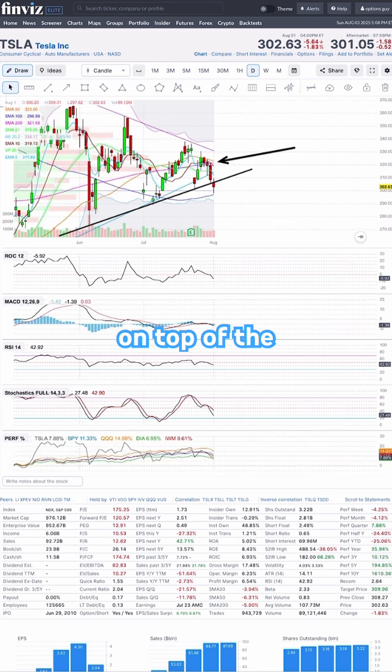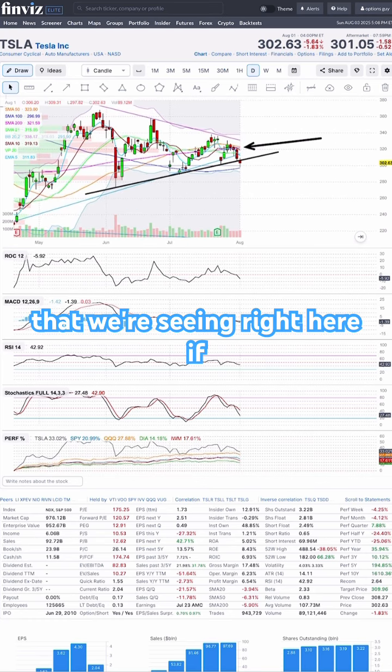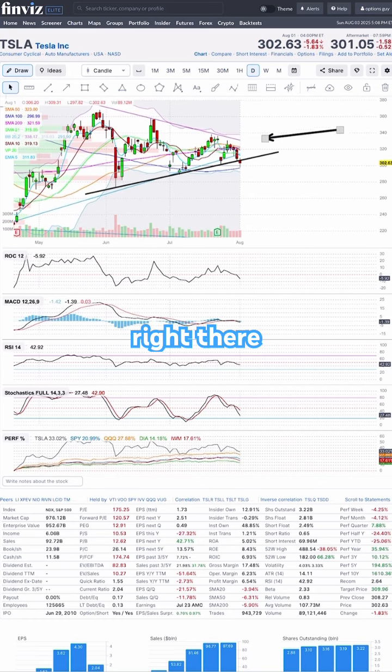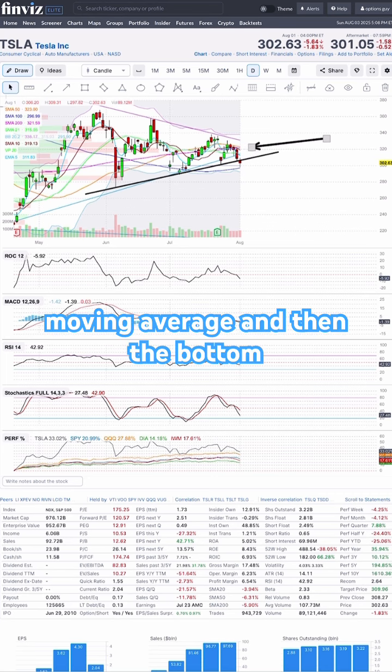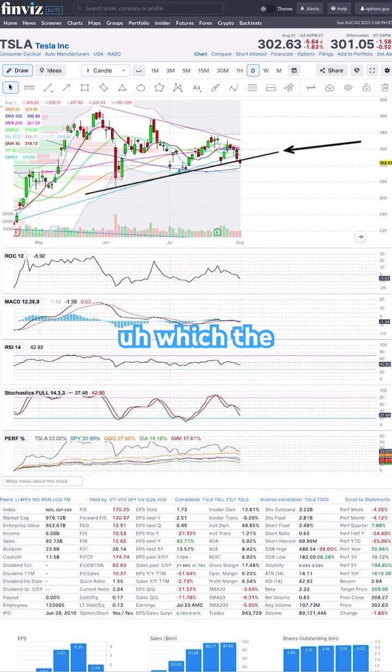So on top of the symmetrical triangle that we're seeing right here, if you look at the overall pattern right there, it is below the 200-day moving average. And the bottom portion of the symmetrical triangle, which the arrow is now pointing at, also shows that there's a price breakage below the 300, or just almost towards the 300 price tag.